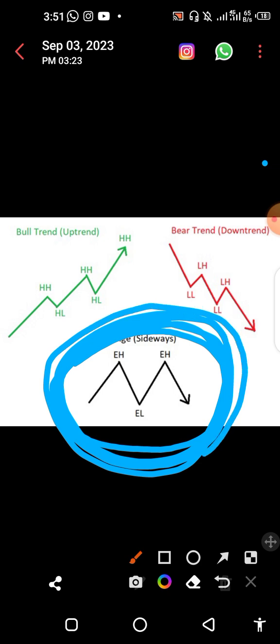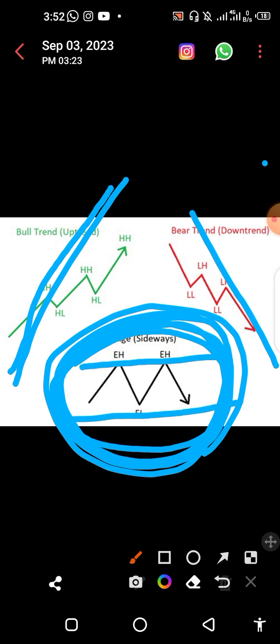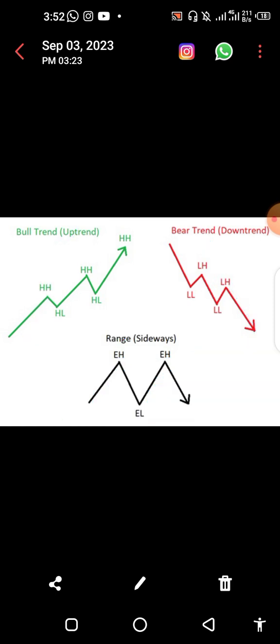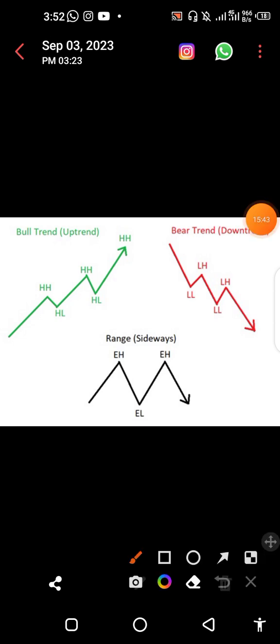In a ranging market or a sideways market, price doesn't move to the upside nor the downside, but it moves within a defined range. Look at the upper side here and look at the downside here. Price is just moving between these levels just like that. So this is what we call a sideways market or a ranging market.